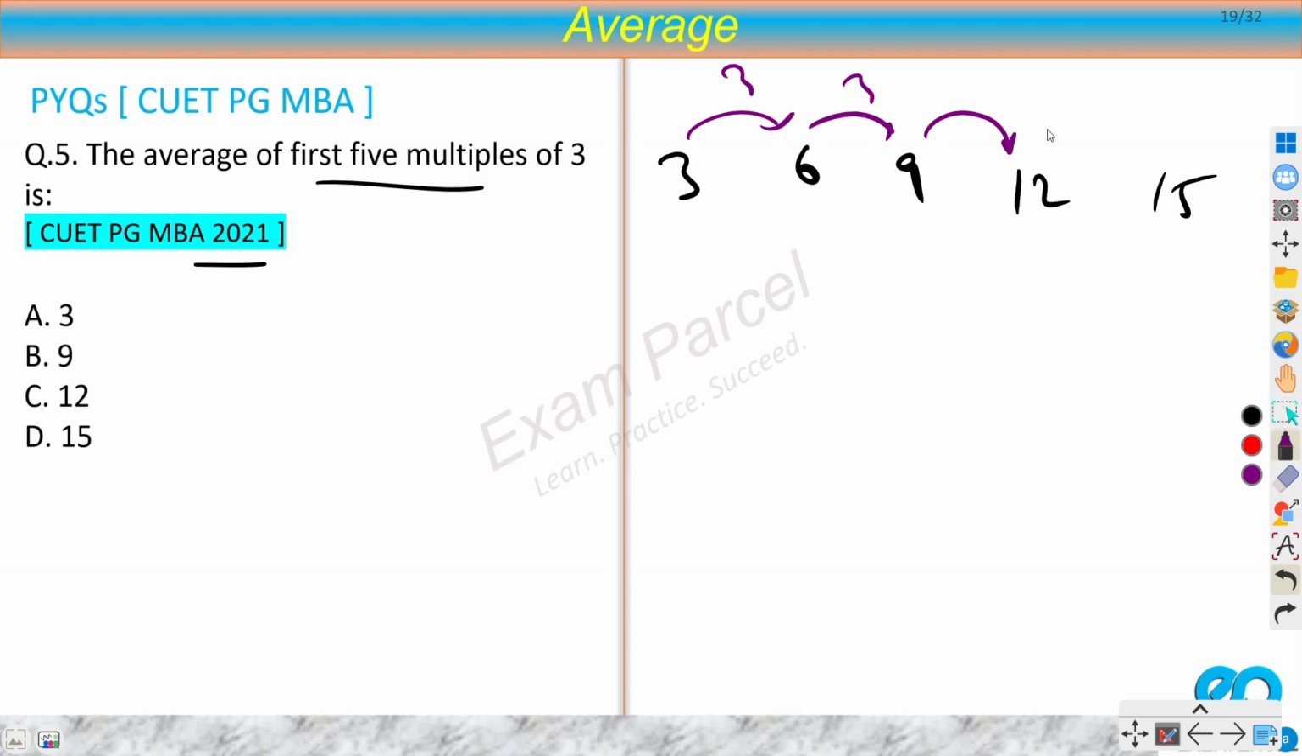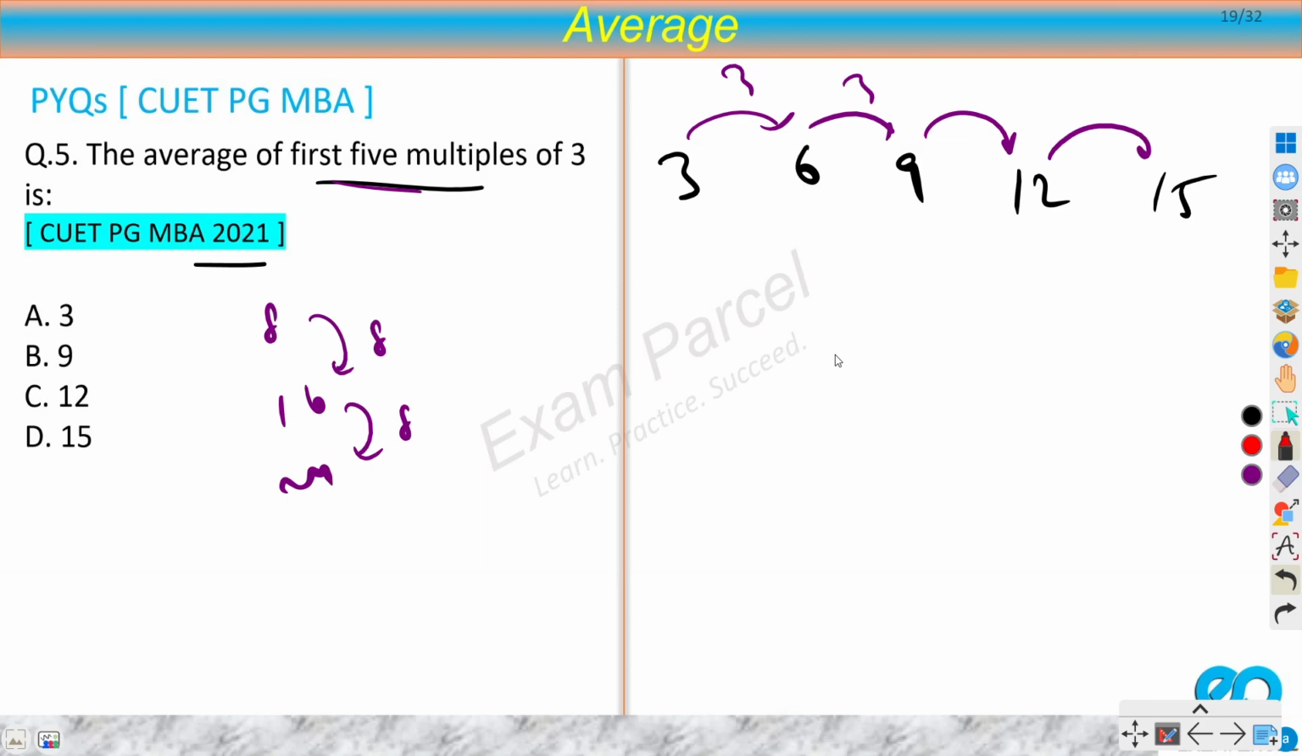Any table is an AP. If, let's say, you take the number 8 and you write the table of 8: 8, 16, 24. Obviously these are in AP because there is a common difference of 8. Similarly, this is the table of 3 till 5 numbers. So these are in AP with a common difference of 3.